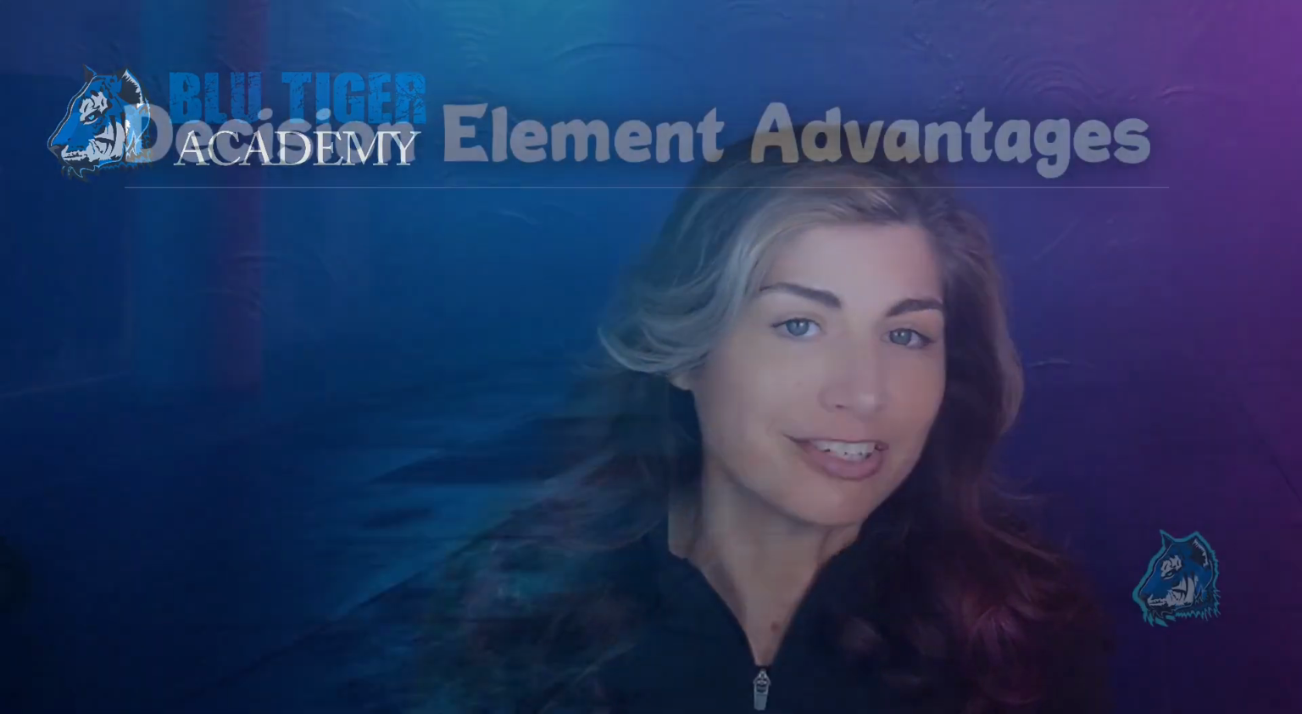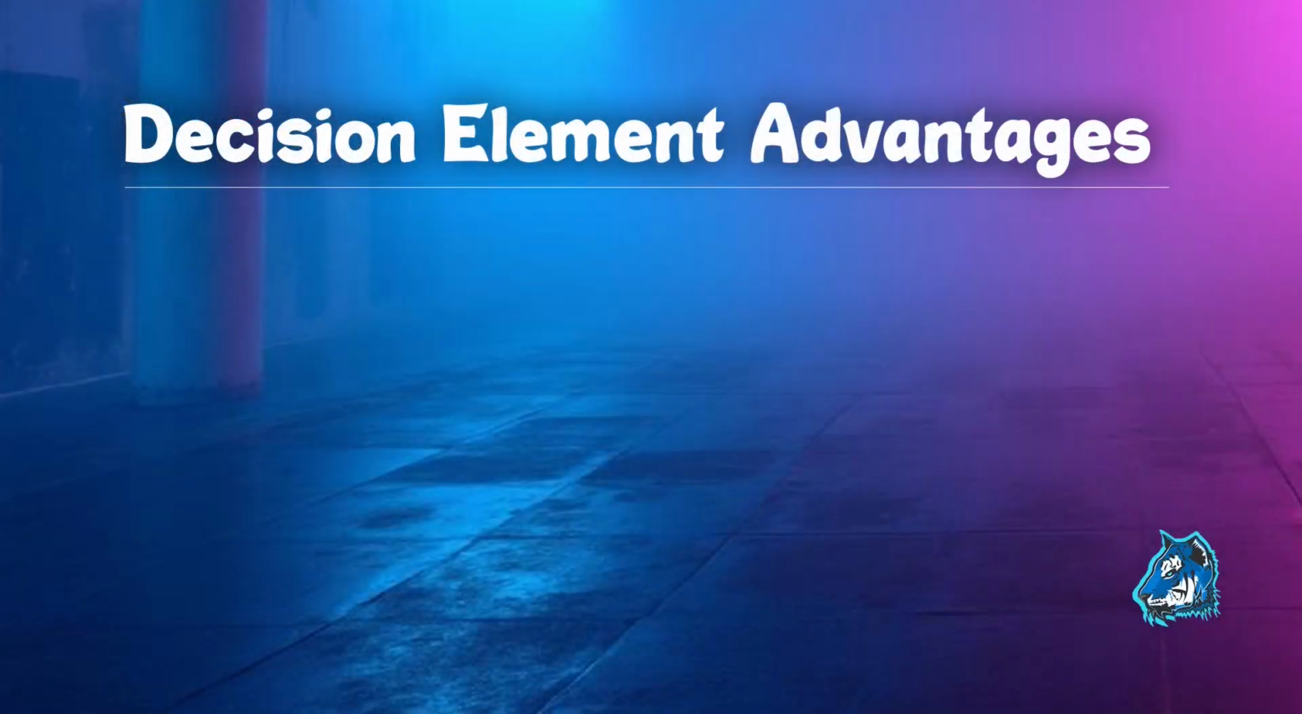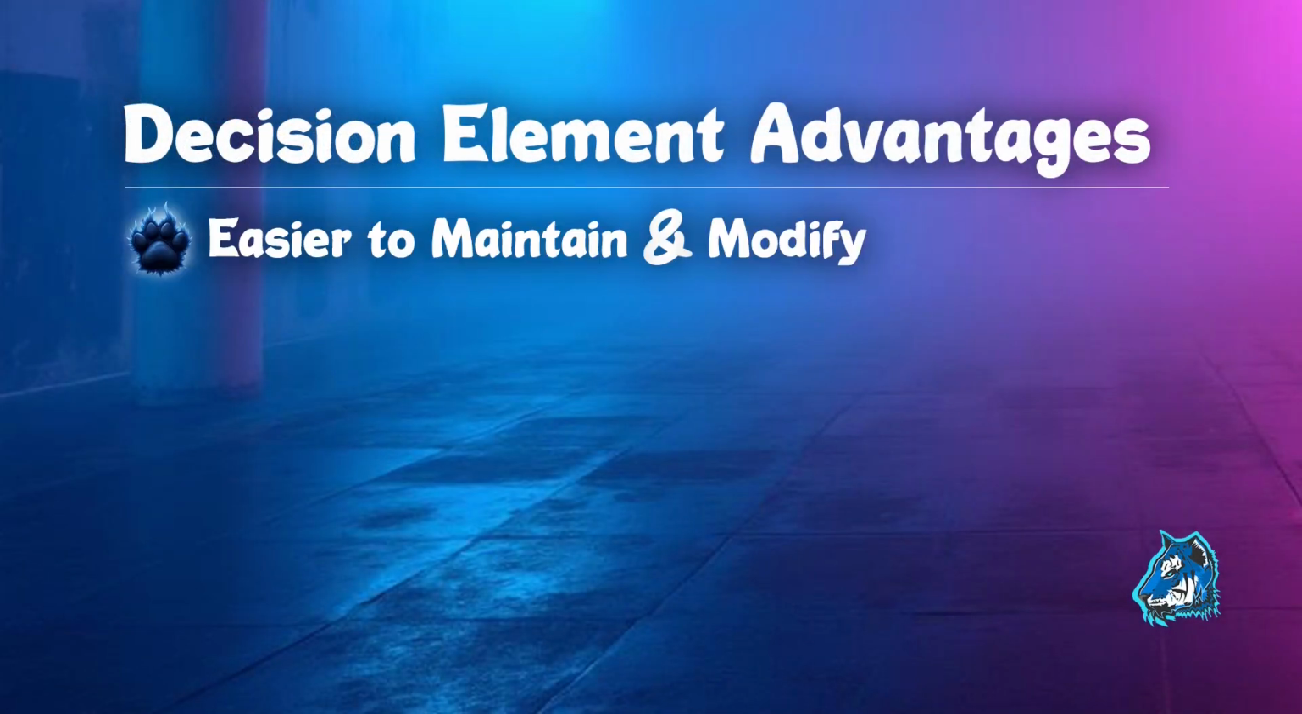Now let's break down the advantages and disadvantages of using entry criteria versus decision elements to help you choose the right approach for your automations. Decision element advantages. They're easier to maintain and modify. A single flow per object keeps all automation logic centralized, making it easier to update and expand the flow.